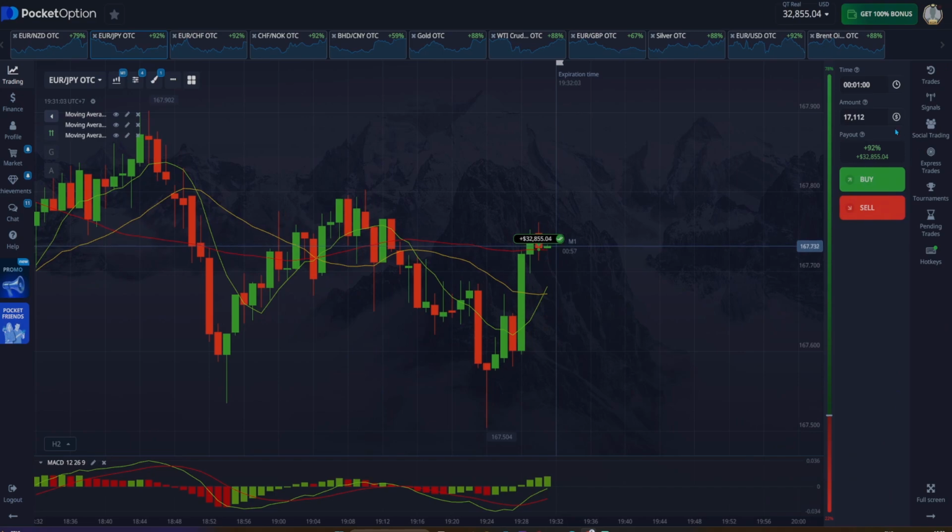Yes, exactly. Price is reversing downward from the red line. We're ready to open the market again for the next opportunity.